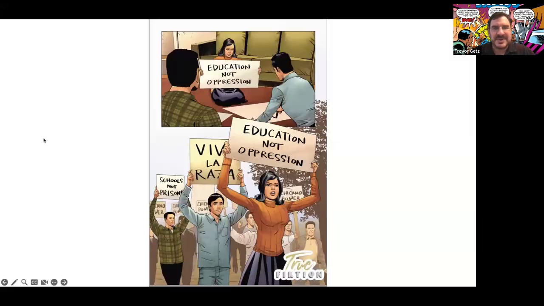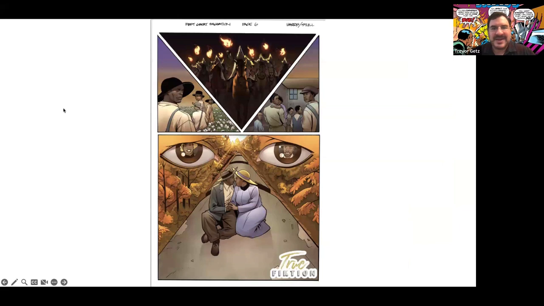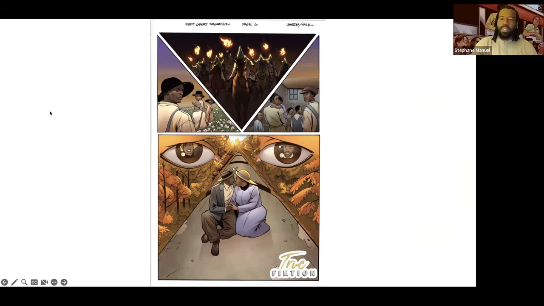I wanted to go here again. Stefan, can you tell us about this page as well? I haven't read this comic, and this page really intrigued me. So this is from a comic we did about the first Great Migration, and it's really a story about a young Black couple who decides to leave the Jim Crow South for a better life in Chicago in the North.